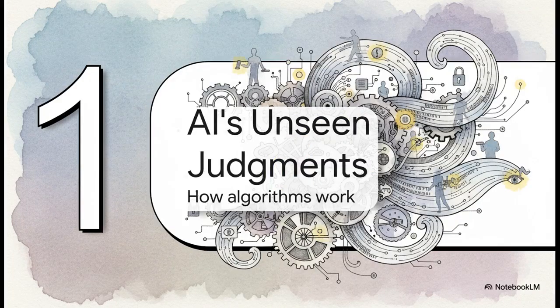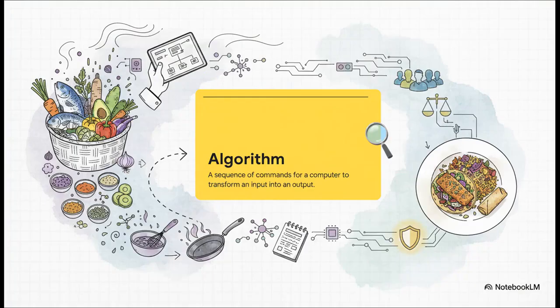So how can a simple post be so badly misjudged? I mean, how does that even happen? Well, to figure that out, we have to look at the very building block of AI itself, the algorithm. It's the engine driving all of these unseen judgments. At its heart, an algorithm is really just a set of instructions. Seriously, think of it like a recipe. You give the computer some ingredients, that's the input, and the algorithm tells it exactly what to do, step by step, to cook up a final dish, and that's the output.